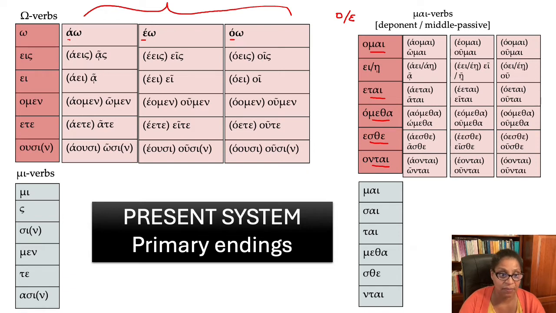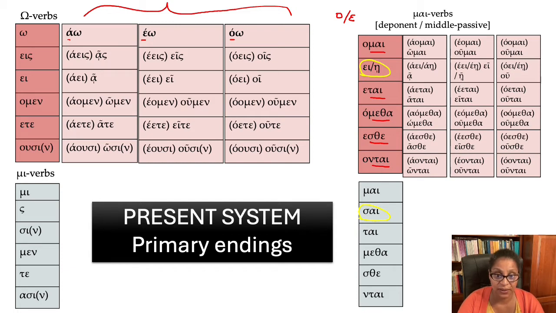Now, what about psi and e? Okay? So what I want to show you, I want to emphasize, and hopefully it helps you remember, is that these are actually different stages of the same ending. So the psi is the ancient ending, and the a is the more developed ending of the same ending, right?